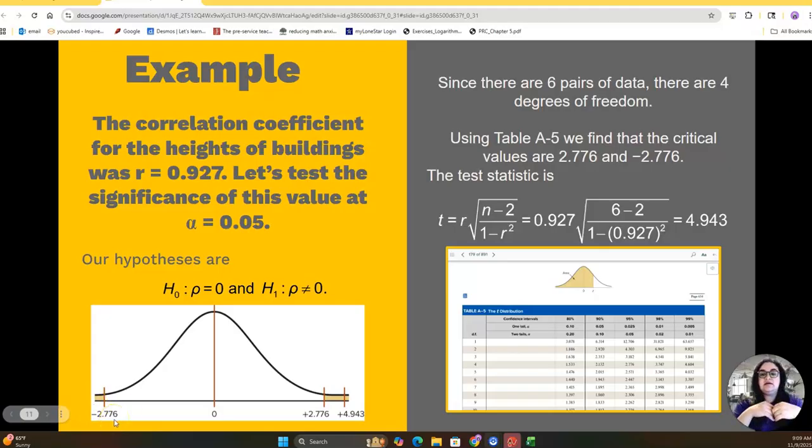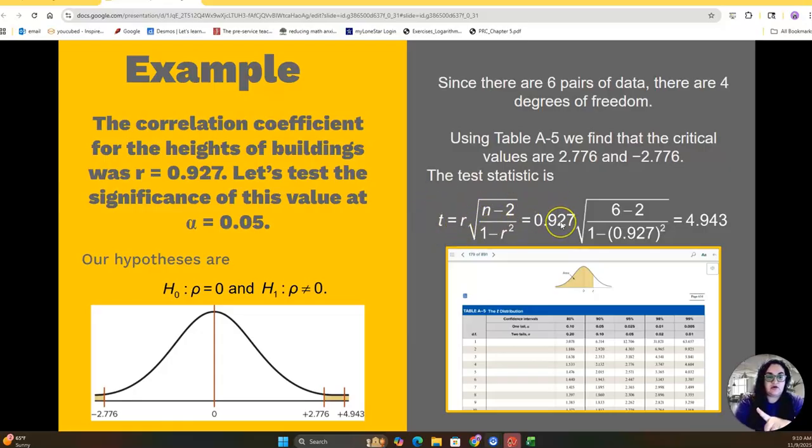That's called the test significance level. If our data falls between the test significance level, we do not reject the null hypothesis. But if it's in the outsides of our tails, then we are going to reject the null hypothesis. So now we need to run our test statistic. That's our t with this formula right here.